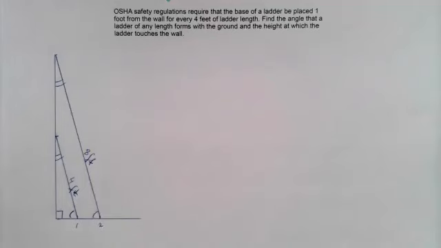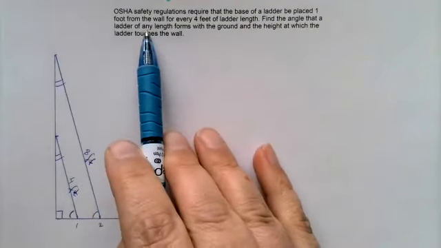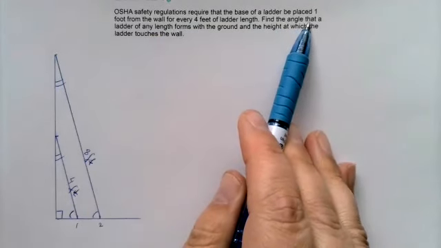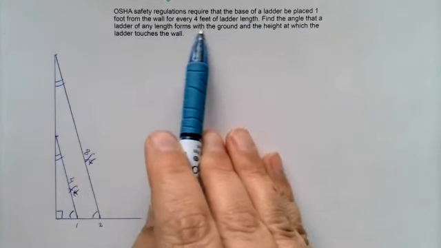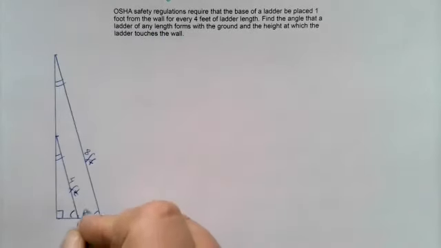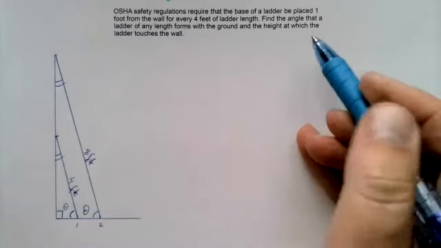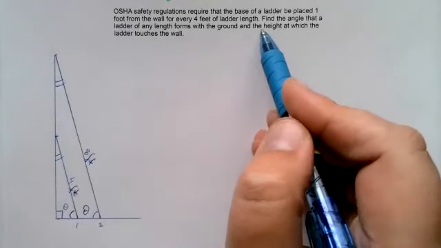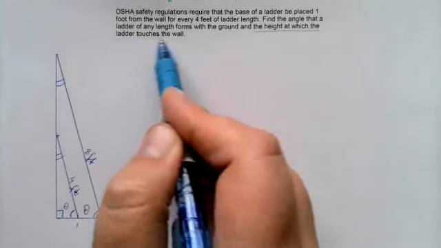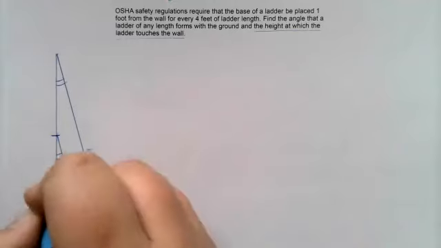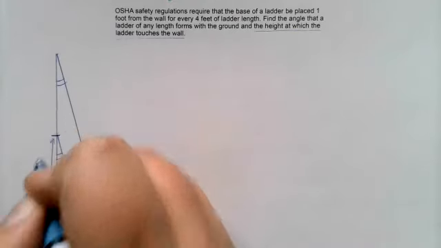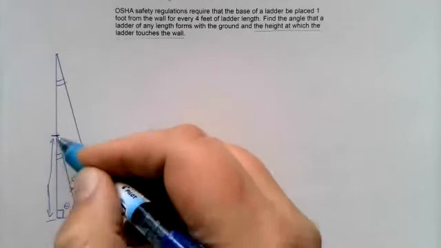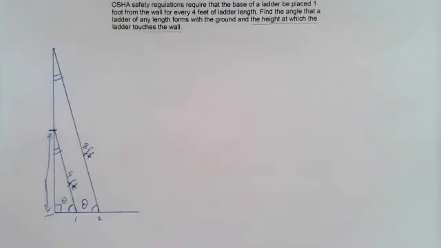So what do we need to find? Okay, so we need to first find the angle that a ladder at any length forms with the ground, right? So this angle theta. So that's the first thing that we need to find. And the second thing is the height at which the ladder touches the wall. So right here, right? The height at which the ladder touches the wall. So this is for the first one. This is for the second one.